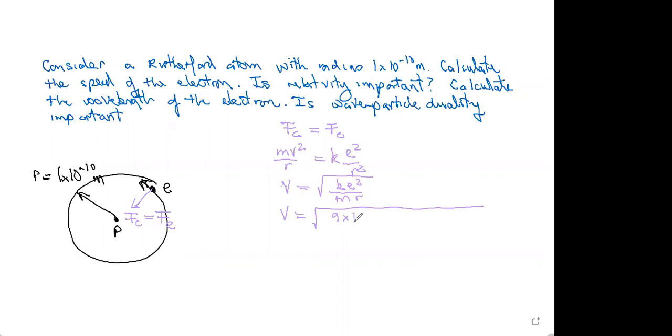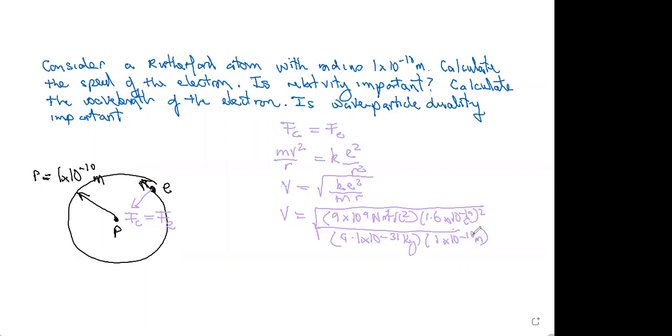So filling in the values of the various quantities, we've got the Coulomb constant. That's 9 times 10 to the 9 newton meters squared over coulomb squared. We've got the electronic charges of the proton and the electron. That's 1.6 times 10 to the minus 19, squared. We've got the mass of the electron. That's 9.1 times 10 to the minus 31 kilograms. And finally, we've got the radius of the atom. That's 1 times 10 to the minus 10 meters.